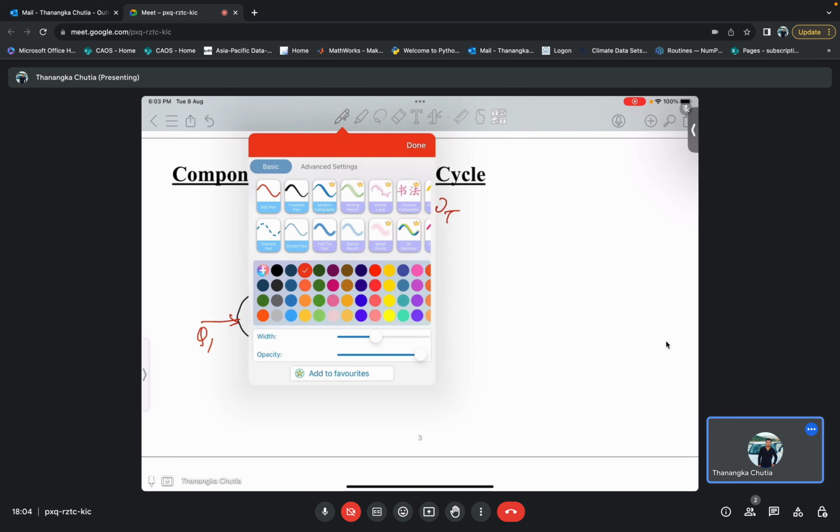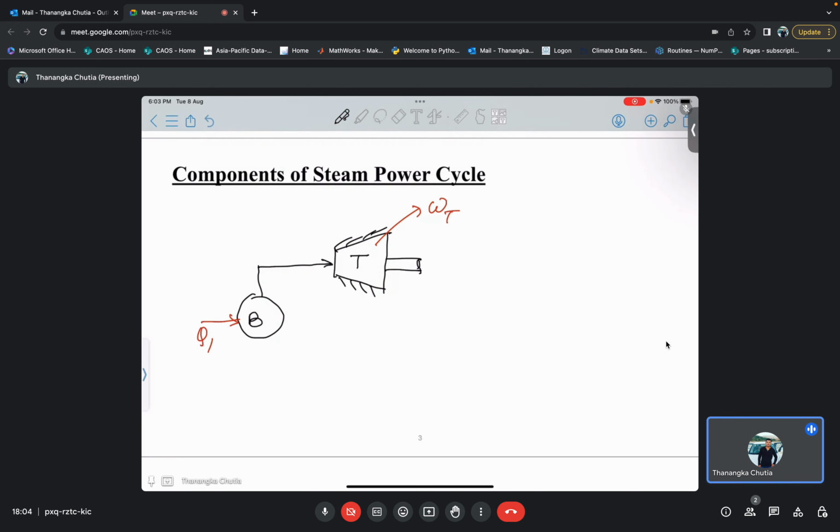Then what happens after this? According to the second law of thermodynamics, we cannot do this type of work unless there is some amount of heat rejection. So how is this heat rejection done? After the steam comes out, we pass it through a condenser. This condenser is nothing but a heat exchanger. In this condenser, Q2 amount of heat gets rejected.